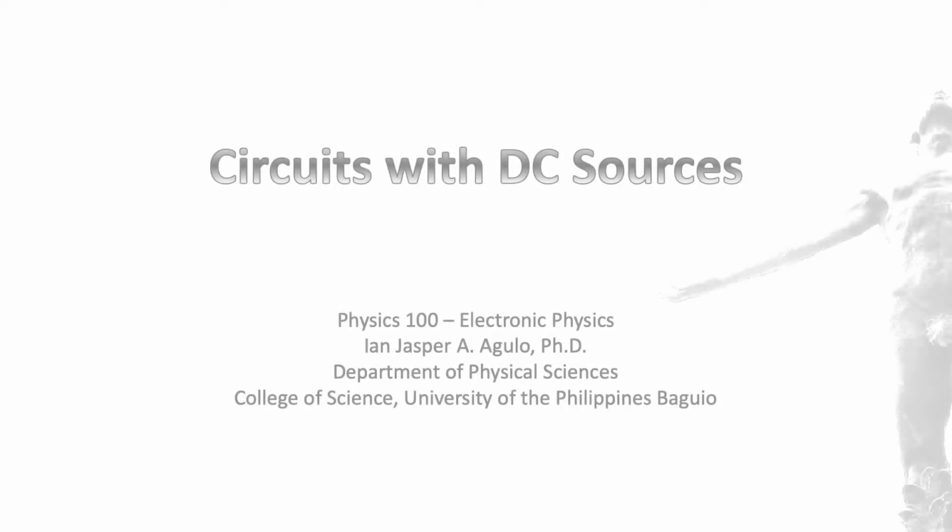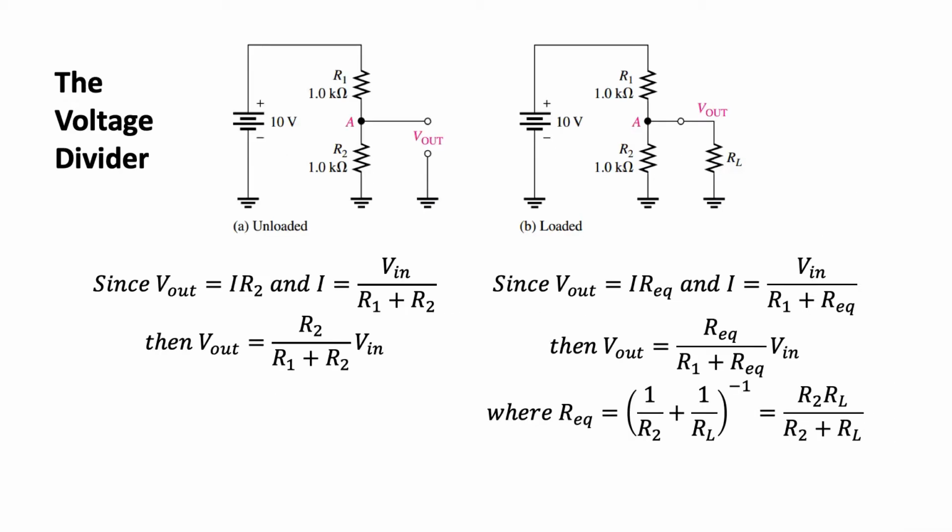In this video lesson, we'll take a look at circuits with DC sources that are extremely typical in any basic or advanced circuit. These circuits can also be used in circuits with AC sources, as you will soon find out. The voltage divider is one of the most common types of DC circuit that you will find.